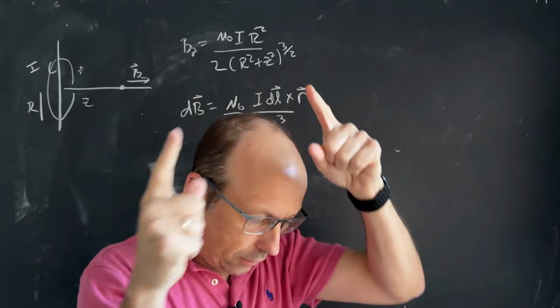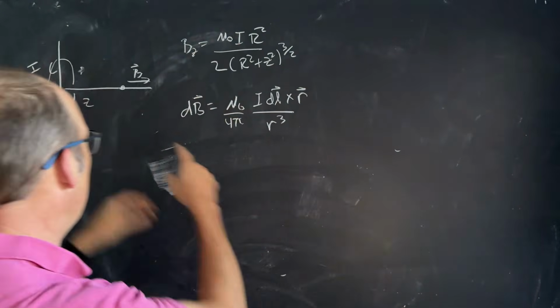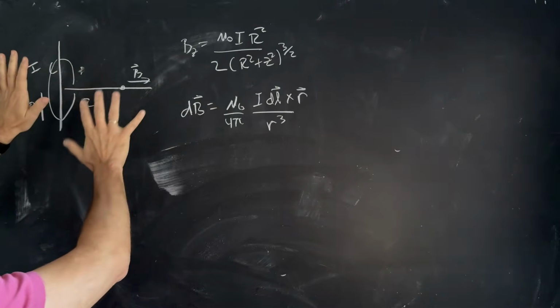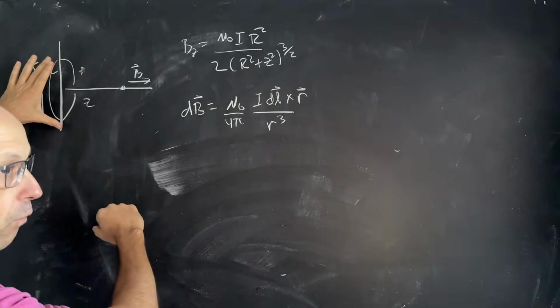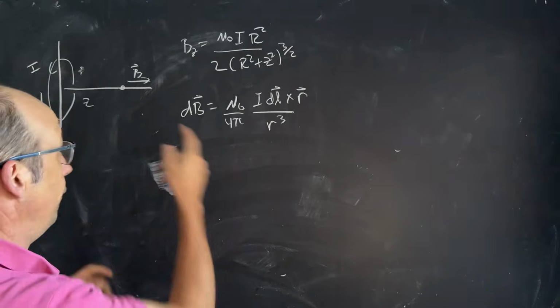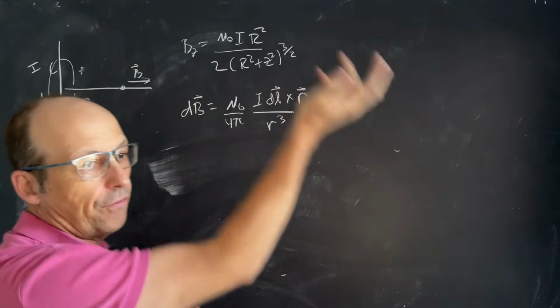Electrodynamics, magnetic fields, loop of a wire. We did this in several different videos, playlist down below. So if I have a loop of wire with a current, how do I find the magnetic field? On the axis, I can find it that way, but I can find it everywhere.